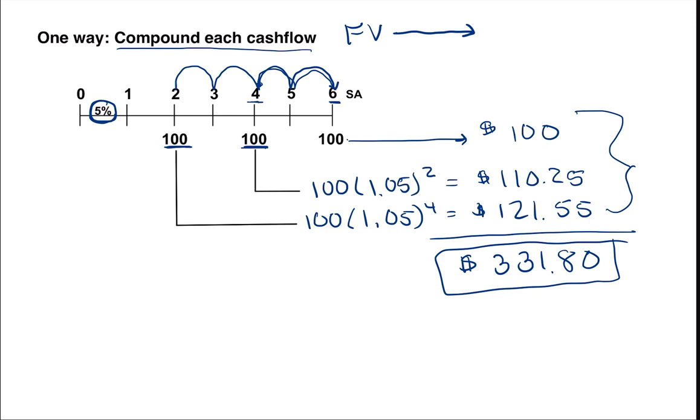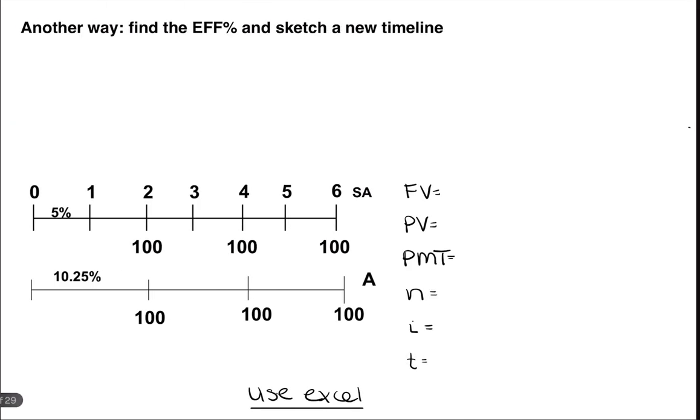Okay, so I took each cash flow and compounded each cash flow individually and then added them up. The other option is to find the effective rate and sketch a new timeline. So you can see here, I've already done it down here below, but let's do some calculations.